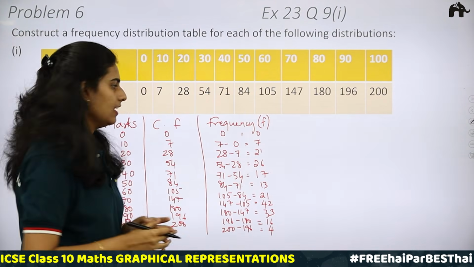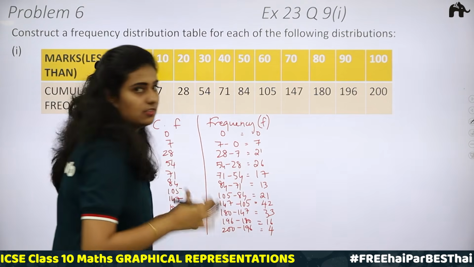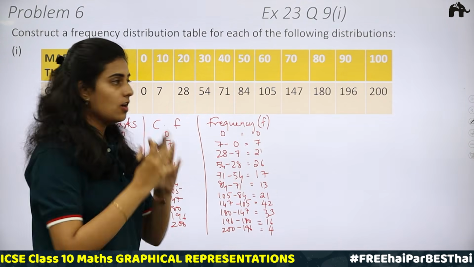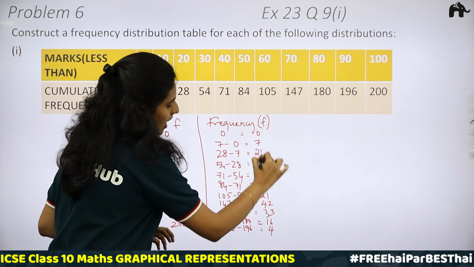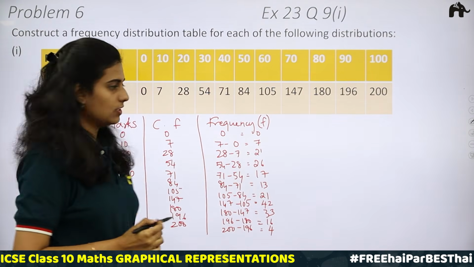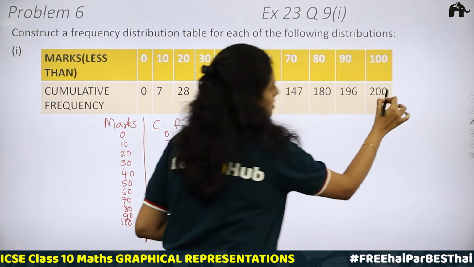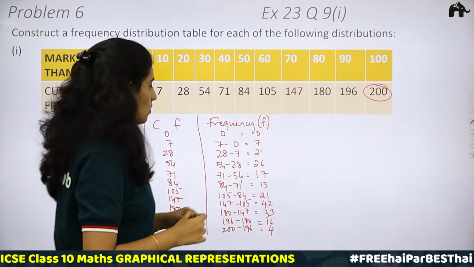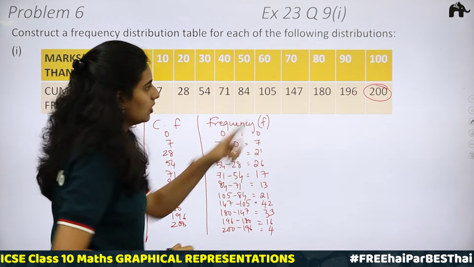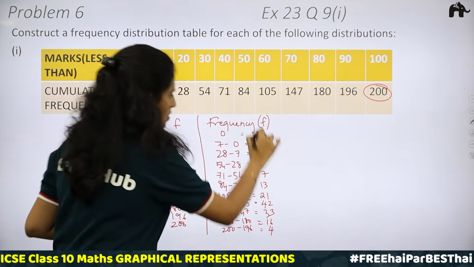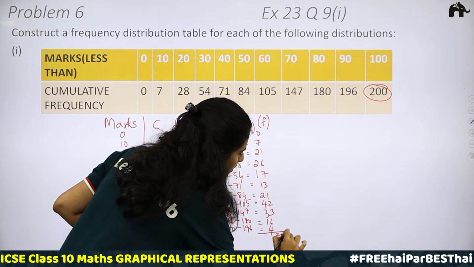So, if you want to check if the frequencies we have got are correct, what you have to do is just add all these frequency values. Okay. And you have to get this 200. When you add all these frequencies, if you are getting 200, then your answer is correct. So, when you sum up this, you will be getting 200.